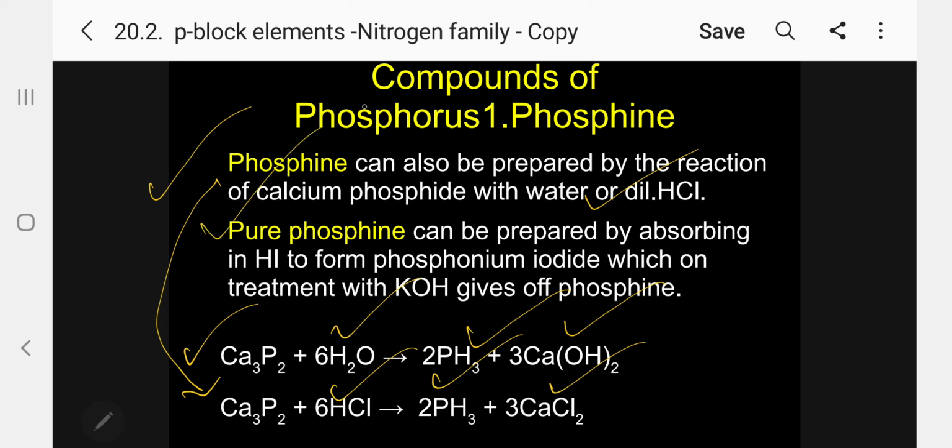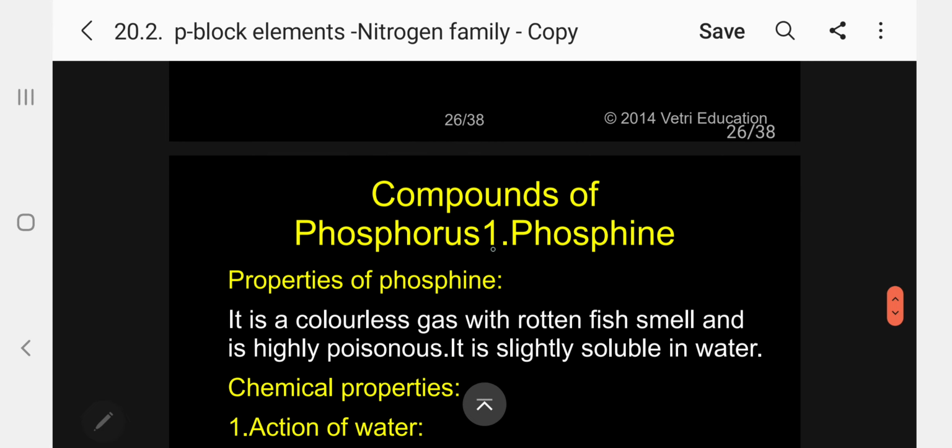However, pure phosphine can be prepared by absorbing HI to form phosphonium iodide, which on treatment with potassium hydroxide gives off phosphine. This is the pure phosphine we can prepare in the laboratory. Please follow. This is pure phosphine.